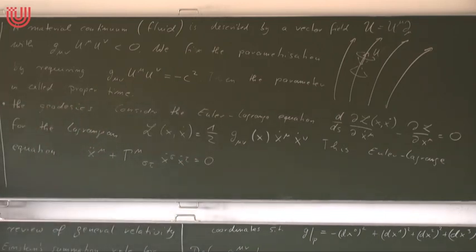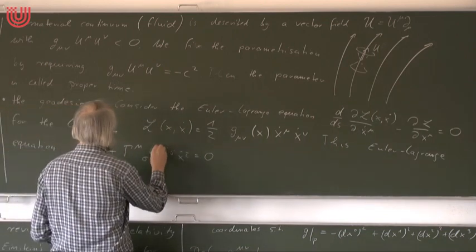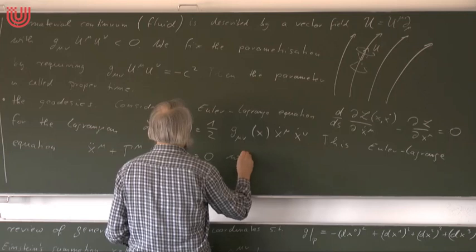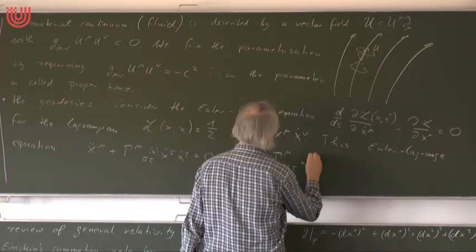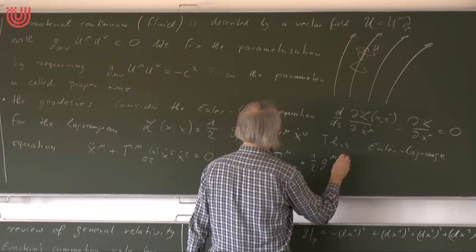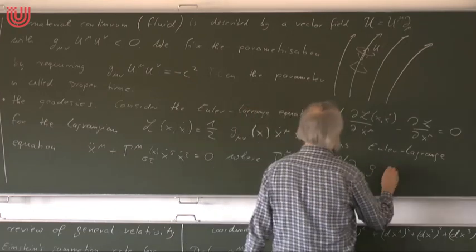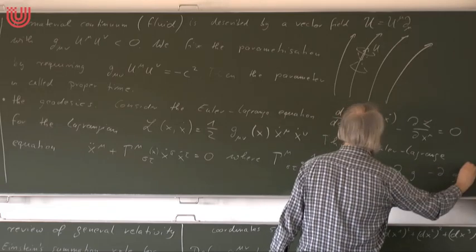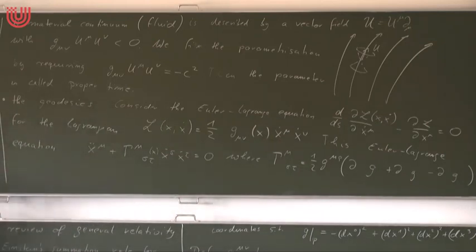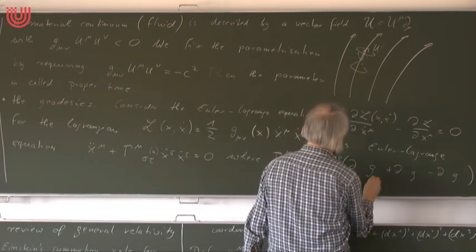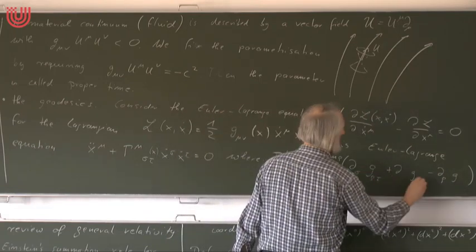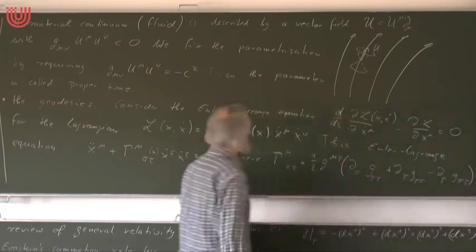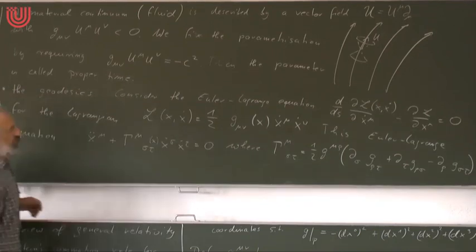Where the gammas are the famous Christoffel symbols and they depend on x. I write this here. And gamma mu sigma tau, they are defined in the following way. G mu rho, and then come the three partial derivatives of the metric. So here's the summation index. It's here, it's here, it's here. And the free indices are sigma and tau, sigma tau, sigma tau, sigma tau. So if I know the metric, I can calculate the gammas.